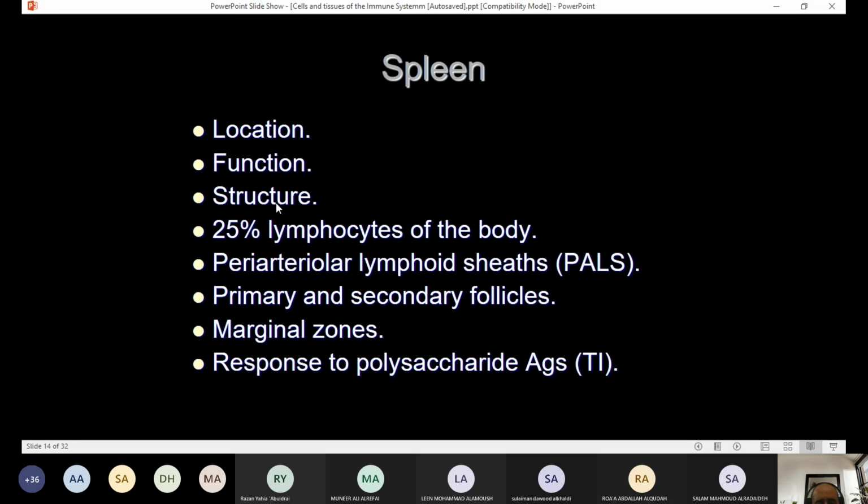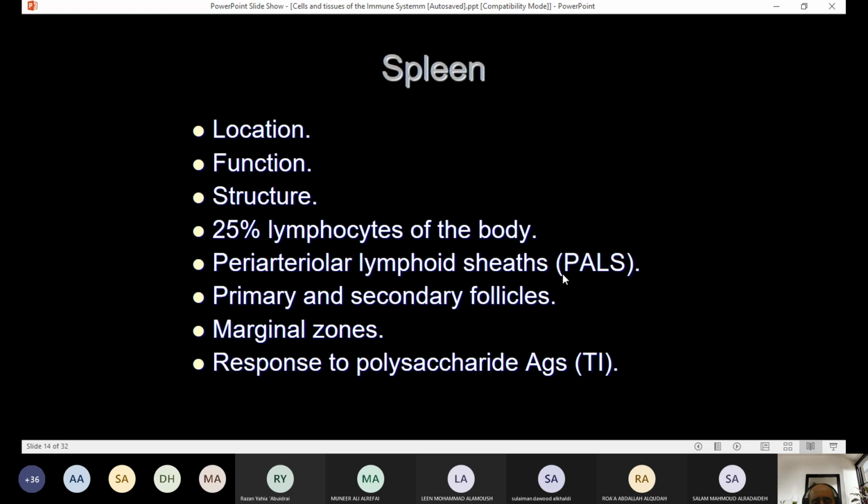وذكروا بالstructure, we have the white pulp and the red pulp. وذكروا 25% of the lymphocytes of our body are usually stored in the spleen. So it's a major storage site of lymphocytes in the secondary lymphoid organs. We have what we call a periarteriolar lymphoid sheath around it. We have primary and secondary follicles inside.